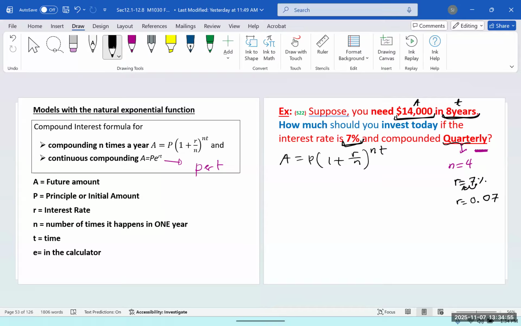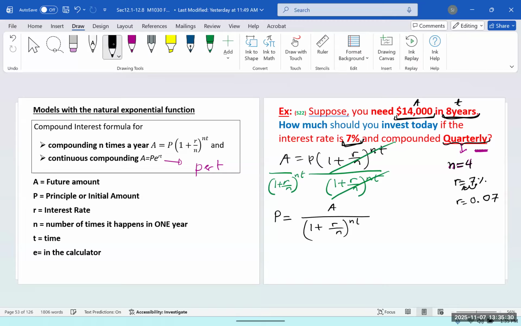And then we are doing compounding quarterly, means N equals 4. So we have everything else given. What is not given? P. So we need to solve for P. So let's divide both sides by whatever we have next to the P. That cancels out, and we have a straightforward equation for P. P equals A divided by (1 plus R over N) whole thing to the power NT.